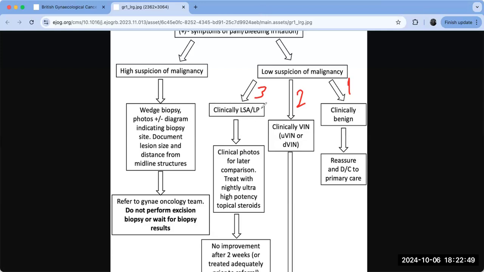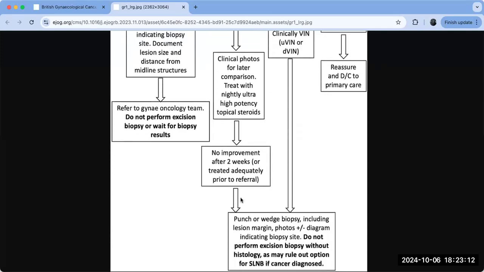So clinically, like lichen sclerosus, for example, you will take clinical photos for later comparison and treat with nightly ultra high potent topical steroids. If there is no improvement after 2 weeks, or it was treated adequately prior to referral, then do a punch or wedge biopsy, including the lesion margin, photo, plus or minus a diagram indicating the biopsy site.